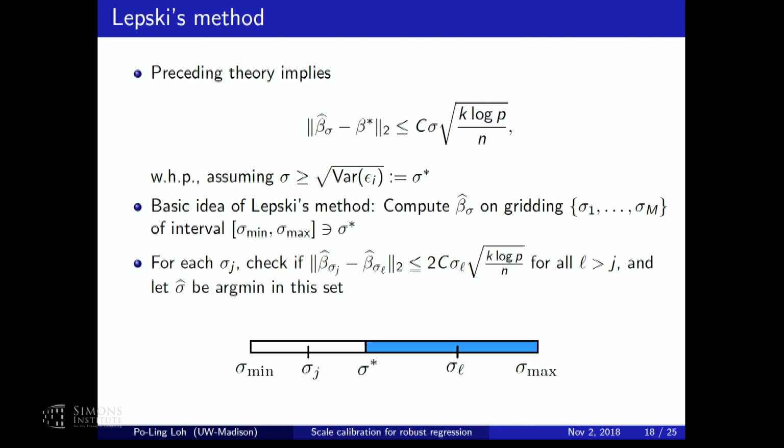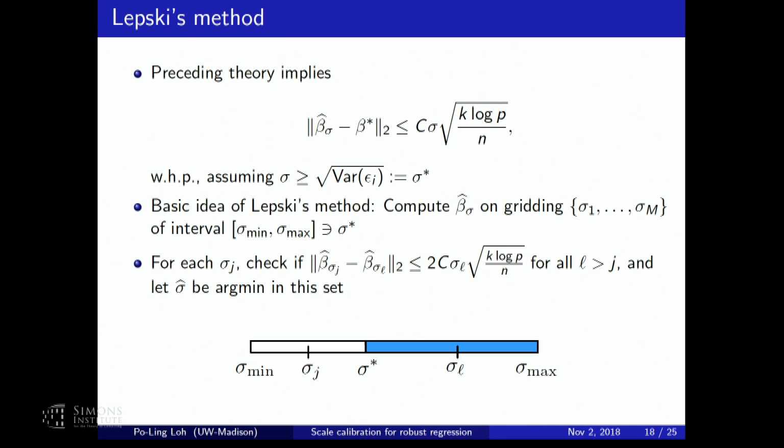I don't know what beta star is. If I knew what beta star was, I could just compare everything with beta star, but then I would know what beta star is, so there's nothing to do. So all I can do is compare estimators pairwise, and I know that if both of them are in the blue region, then they should pass my test, because the difference between beta hat at one of them and at the other should be less than or equal to twice this radius.